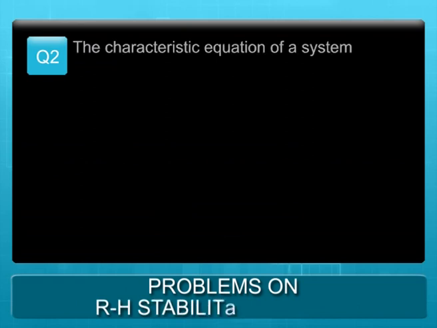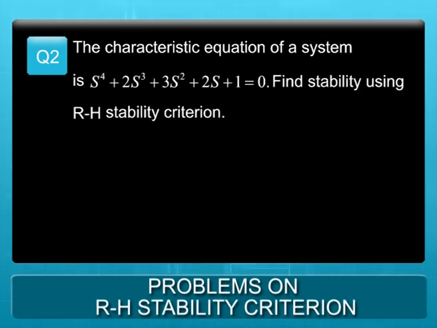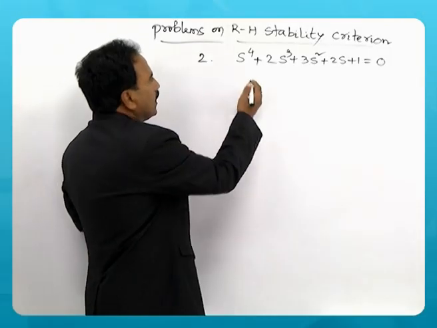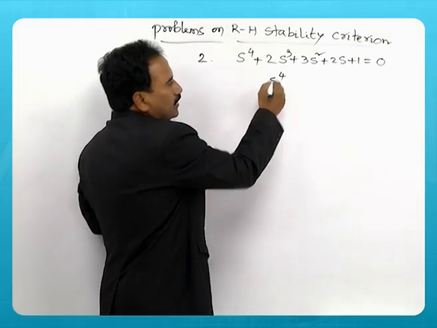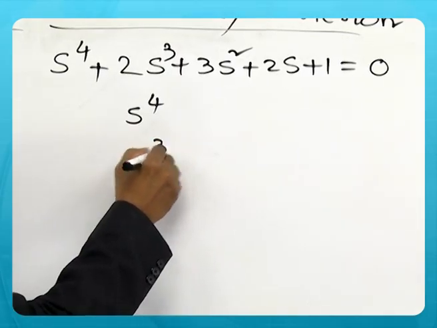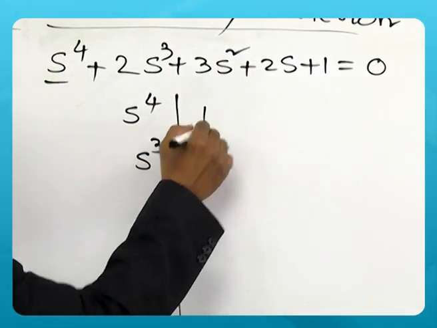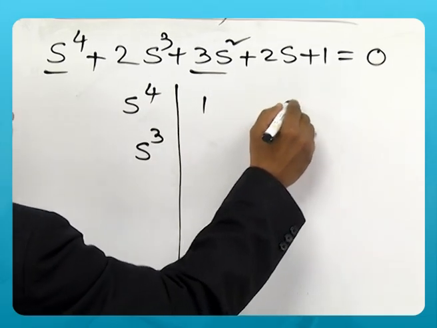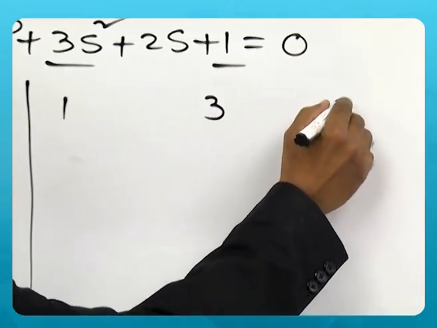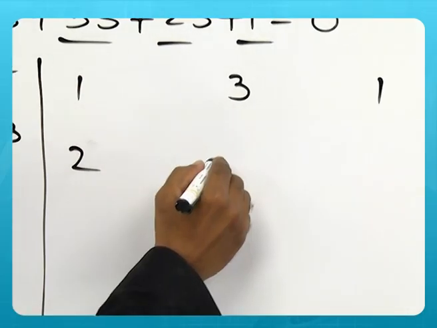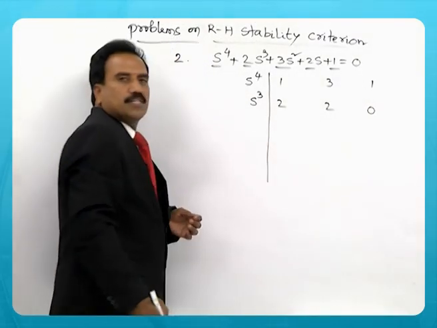Now, let us see the second problem. S power 4 plus 2s cube plus 3s square plus 2s plus 1 equal to 0. Find out the stability using R-H stability criteria. Now, it is a fourth order system. So, as I indicated, we must begin with the highest power of s and second highest. The coefficient of s power 4 is 1, alternate terms coefficient 3 and then 1. For s power 3 row, the coefficient is 2 and alternate terms 2 and 0.